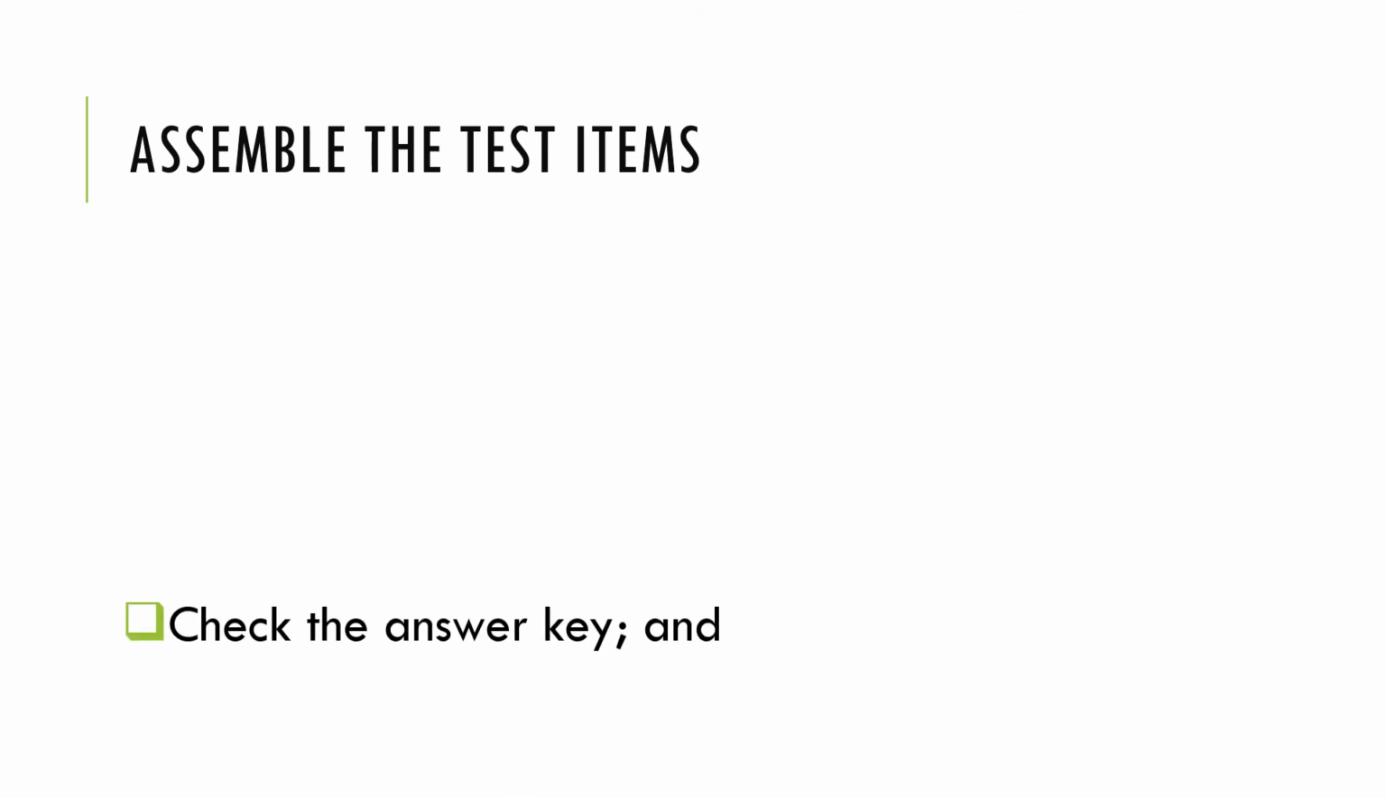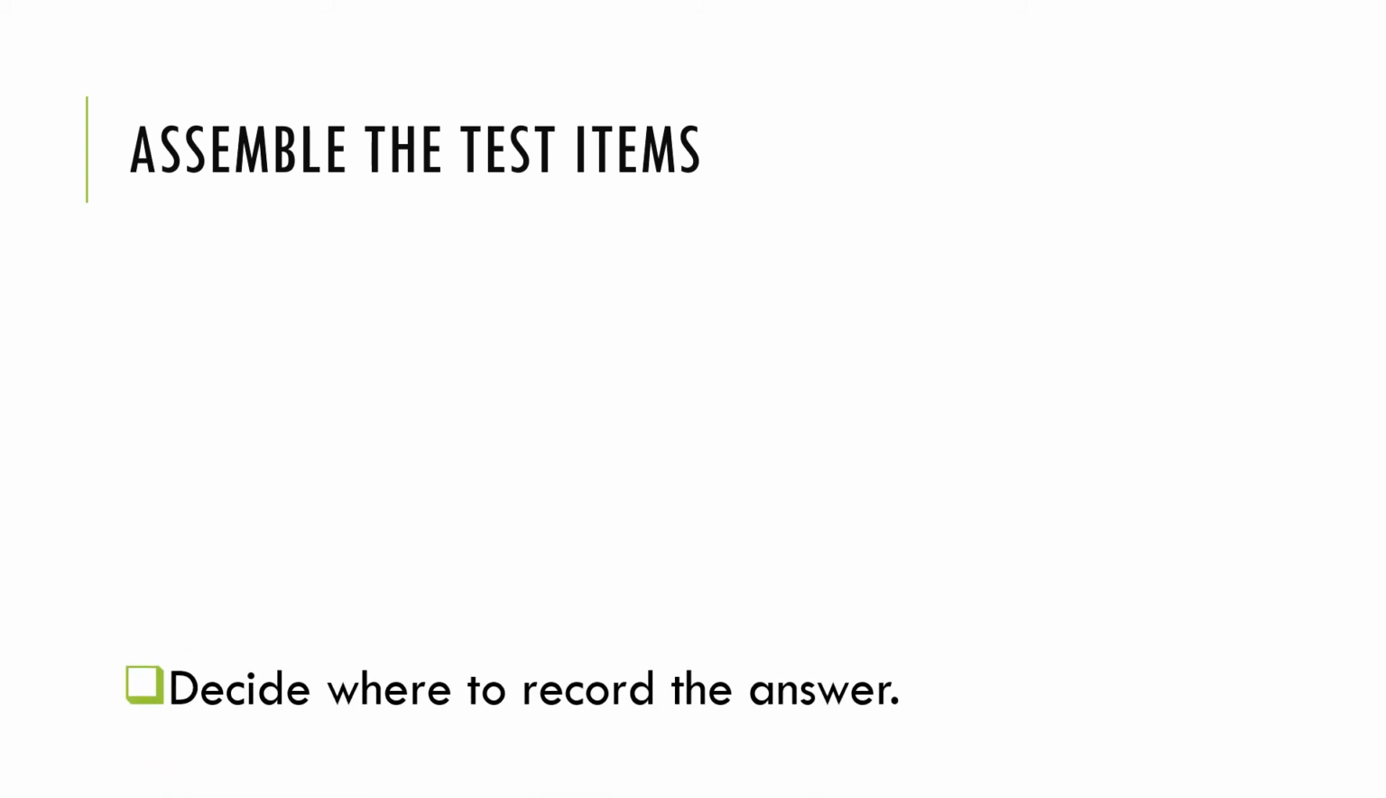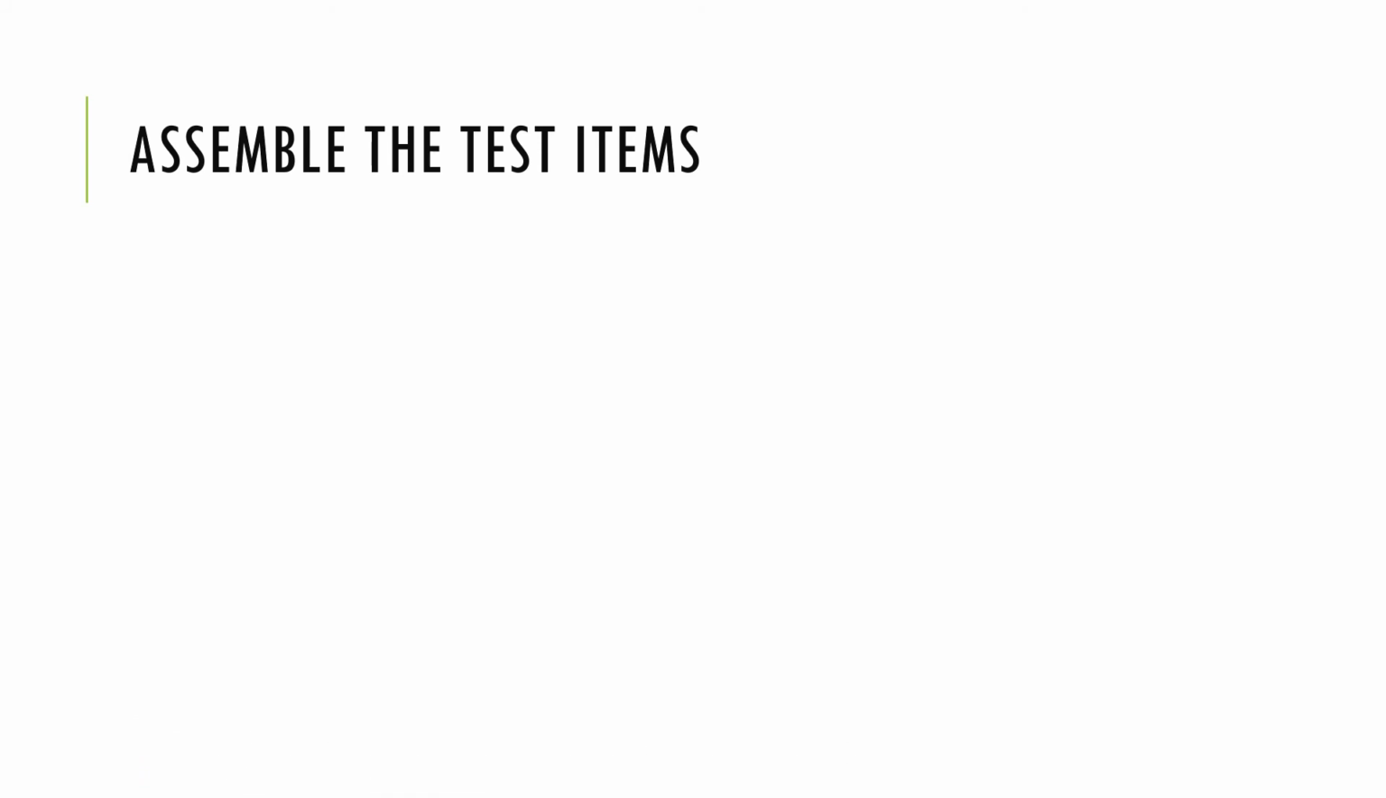Next, you have to check the answer key. We should know the answers. If you have difficulty confirming the answer, you have to search multiple times so that we can be sure that it is really the correct answer. And of course, decide where to record the answer. So this is on the part of assembling the test items.